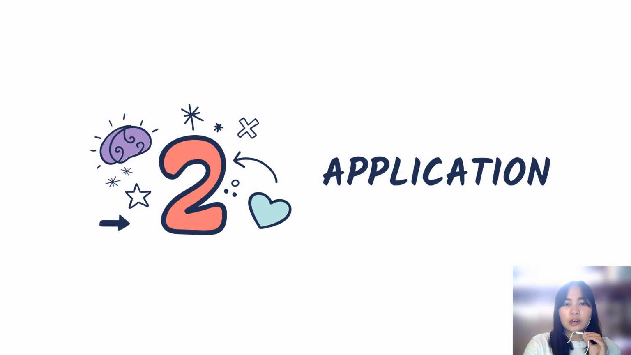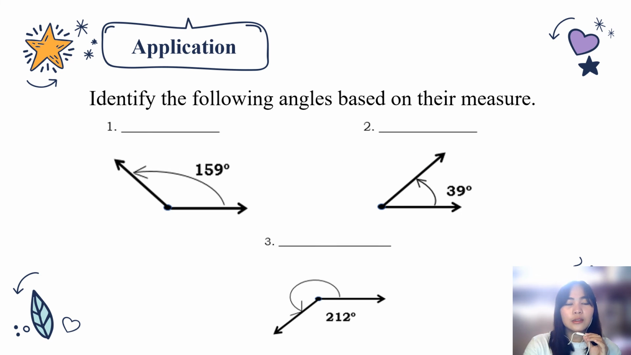So now let's try this example. Identify the following angles based on their measure. So we have here 159 degrees. What do you call this angle? This angle is obtuse angle. Why? Because it is greater than 90 degrees but less than 180 degrees. So pag greater than 90 degrees but less than 180 degrees, it means obtuse angle.